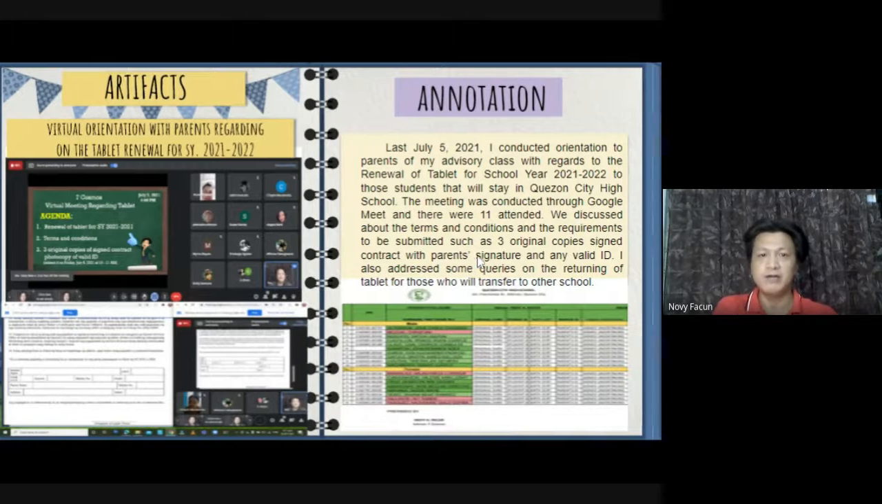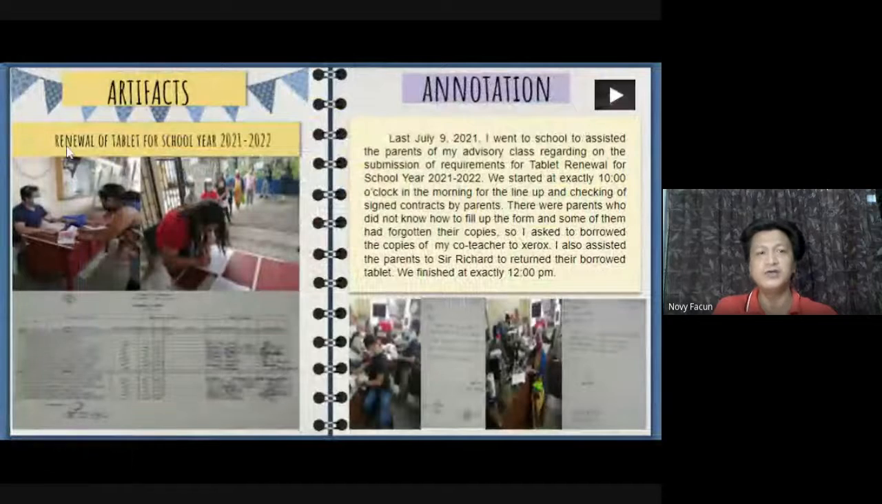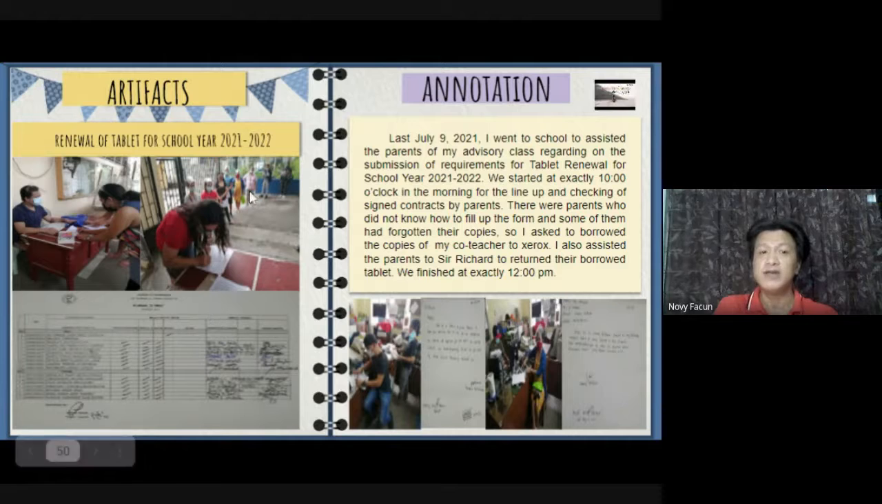First, the annotation para ma-support natin. And of course, during the renewal of tablet school year 2021-2022, pinapunta ko sila sa school tapos dala nila yung kanilang fill-up form na contract kung saan magre-renew sila. Meaning, mag-stay pa sila sa school. For those who will transfer naman, okay, syempre may letter sila to surrender the tablet. Tapos meron dyan na may kasulatan din. Okay. And of course, my annotation.